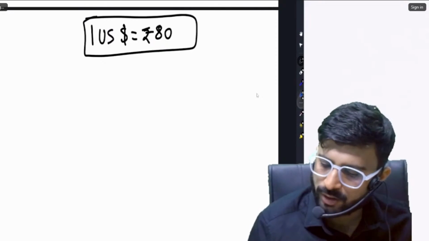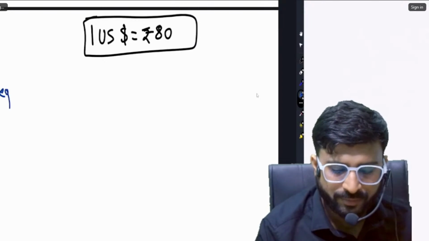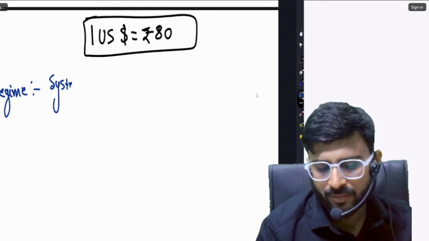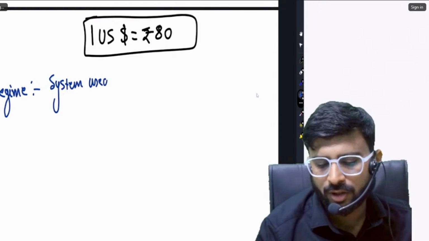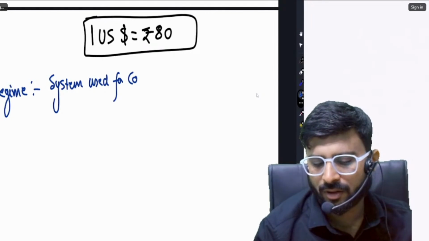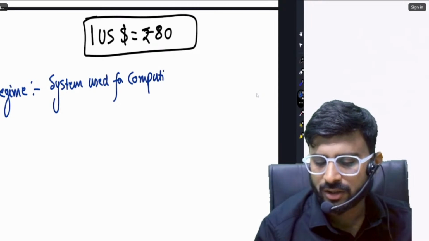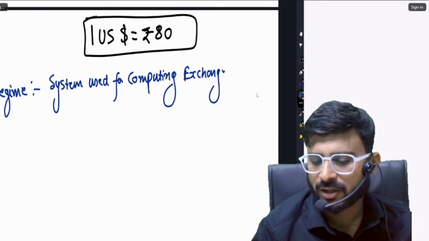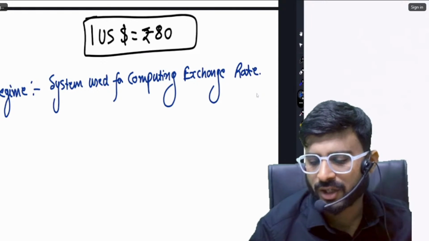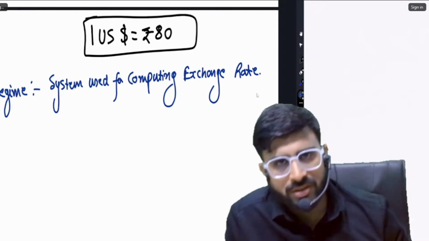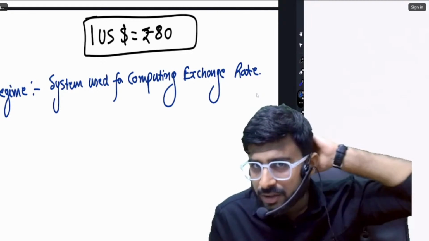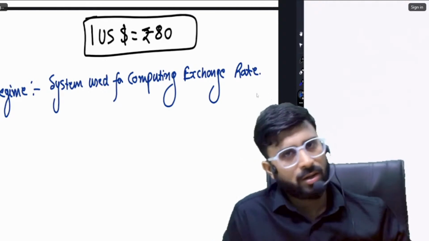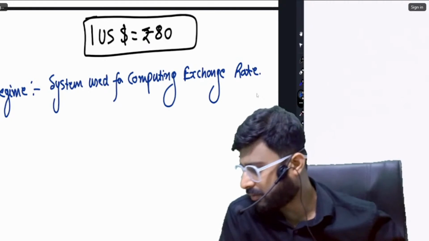Let me write it for you all. Regime: system used for computing exchange rate. Is that clear so far, dear?